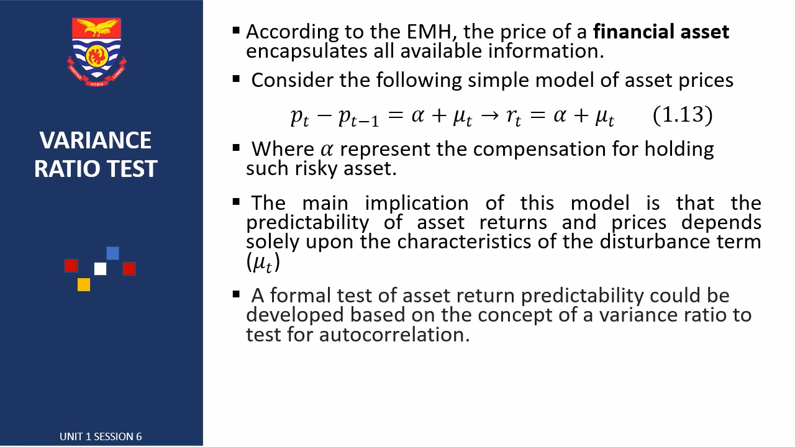So the main implication of this model is simply that the predictability of asset returns and price depends solely upon the characteristics of the disturbance term, which is the other information not contained in the alpha term, which is the compensation. A formal test of asset return predictability could be developed based on the concept of a variance ratio test for autocorrelation. So we can use the variance ratio test to test for the existence of autocorrelation, the idea being that we want to see the efficiency of the market. Therefore, the variance ratio test will help us to do so.